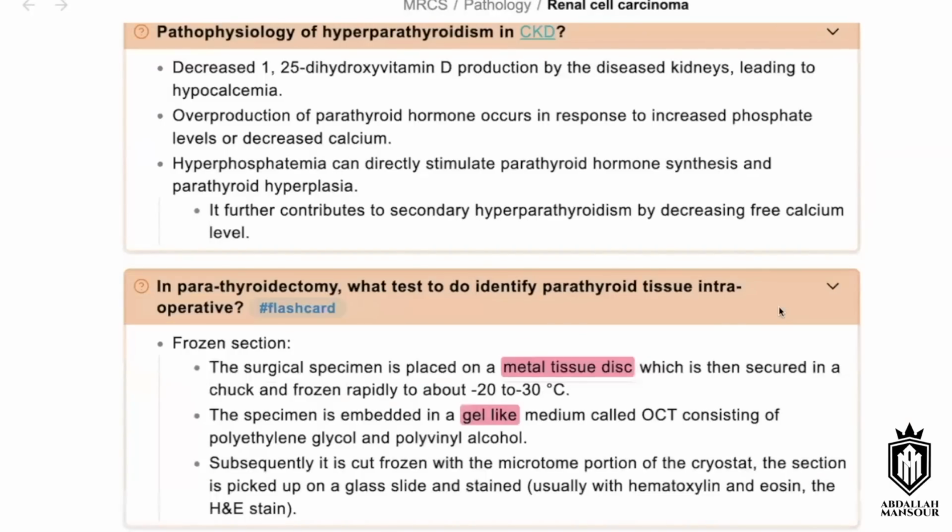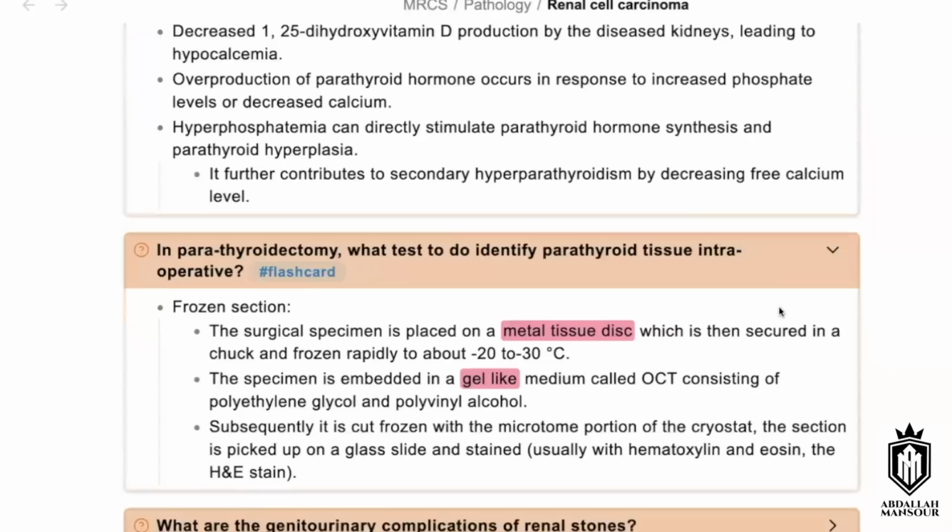Yeah, so you want to say how it's done basically. So you get a surgical specimen, you put it on a metal disc or a metal tissue disc, which is then secured and frozen immediately to minus 20 degrees. You put on a shell-like material called OCT, which is polyethylene glycol and polyvinyl alcohol. Subsequently, it's cut, frozen, with a microtome into small portions, and then you look under the microscope and you stain it with a hematoxylin and eosin stain.